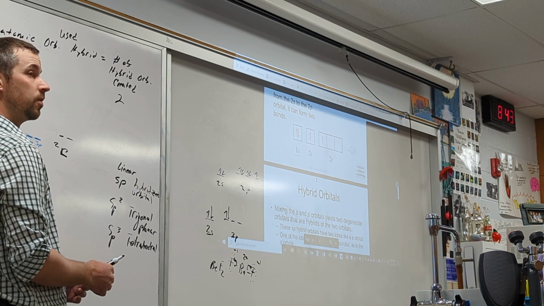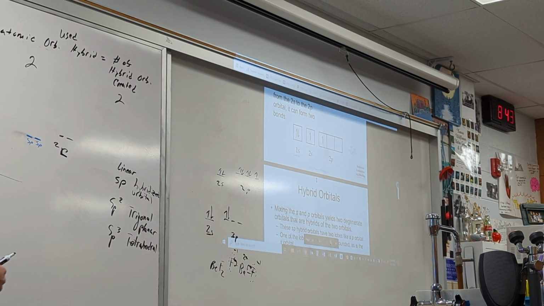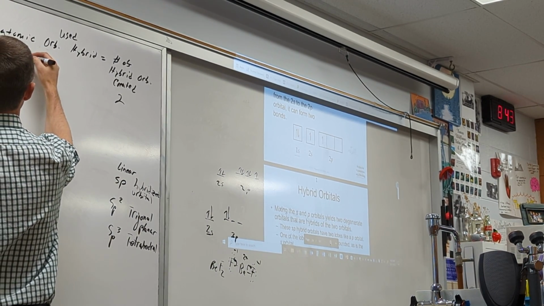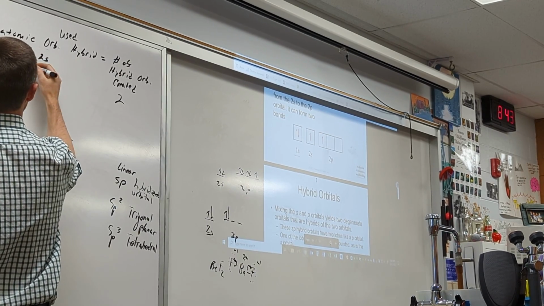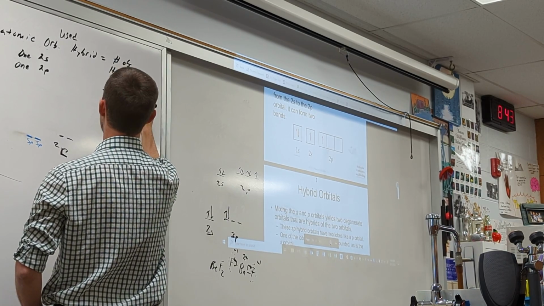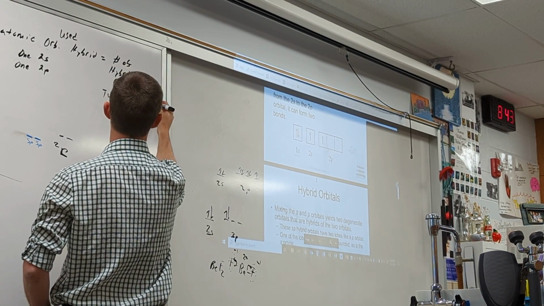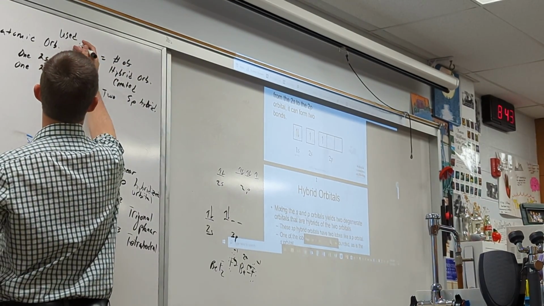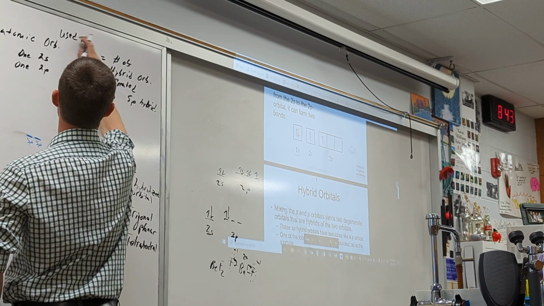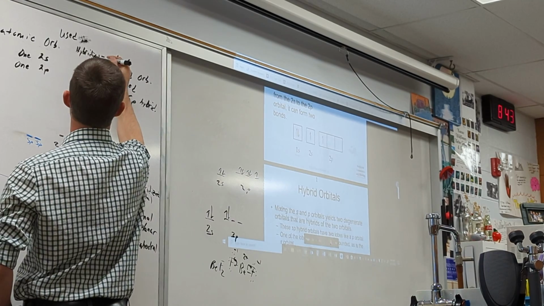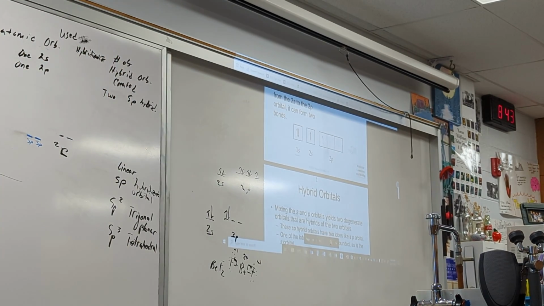For your equation at the top, is it adding, or is it just the number of atomic orbitals? Nope. This means that you took one of the 2s and one 2p sublevel, and you made two sp hybridized orbitals. So the number of atomic orbitals used to hybridize is equivalent to the number of hybridized orbitals created.